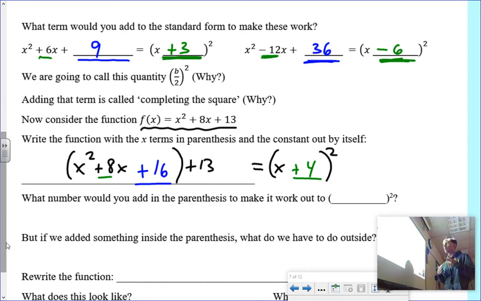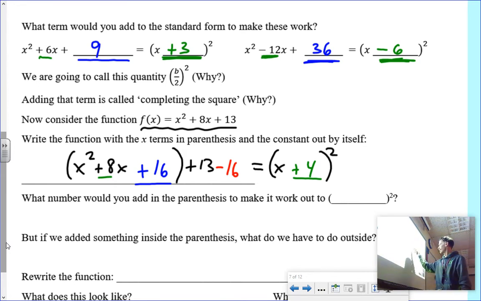Now, here's what we have to do. The reason I left a space after the 13 also, listen, I just randomly added a number in that parentheses. I changed the function. So if I added 16 inside the parentheses, I have to subtract it outside the parentheses. So I've got to undo whatever I do inside.